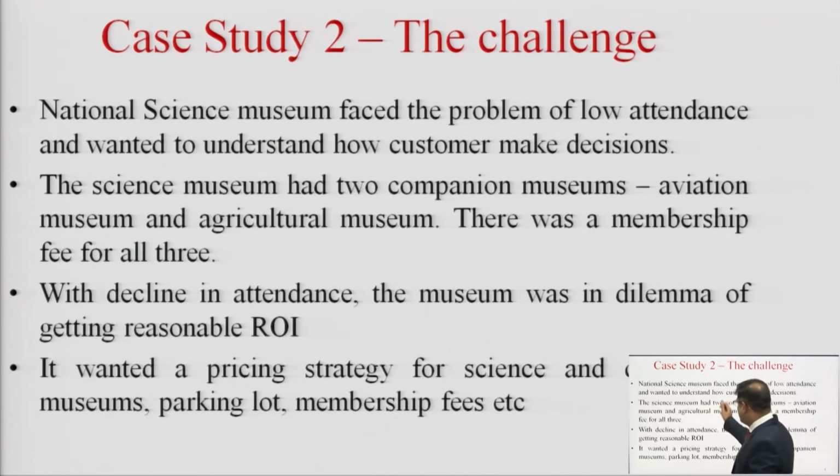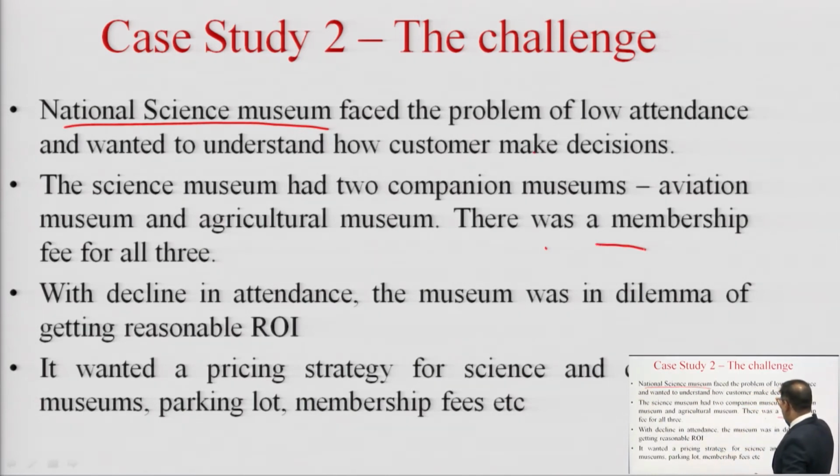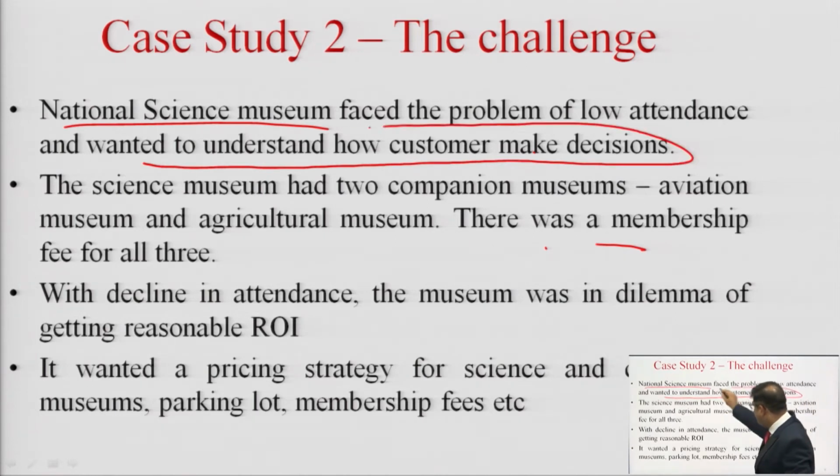There is a National Science Museum, and that National Science Museum is facing a problem of low attendance. The visitor count is decreasing, and it wanted to understand how customers make their choices. So, why do customers come to the museum or refrain from coming to the museum?